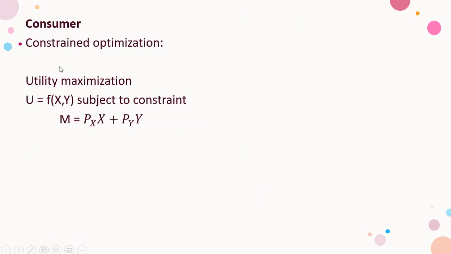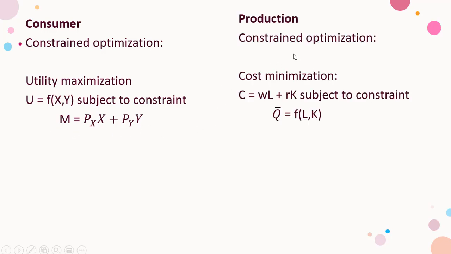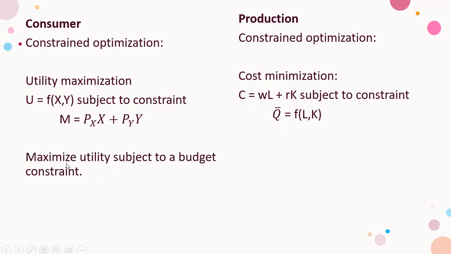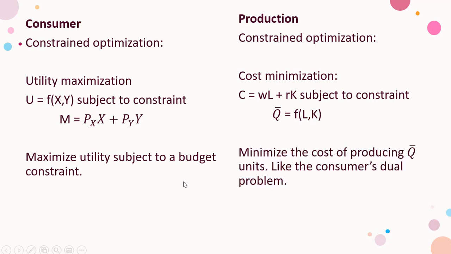All right, moving on. With the consumer, we have a constrained optimization problem. The consumer is trying to maximize utility subject to the consumer's budget constraint, given as follows. In terms of production, we also have constrained optimization, a cost minimization problem, trying to minimize the cost of production subject to an output constraint. So trying to maximize utility subject to a budget constraint, or trying to minimize the cost of producing a given level of output. This is similar to what we're going to see here in a second, known as the consumer's dual problem.